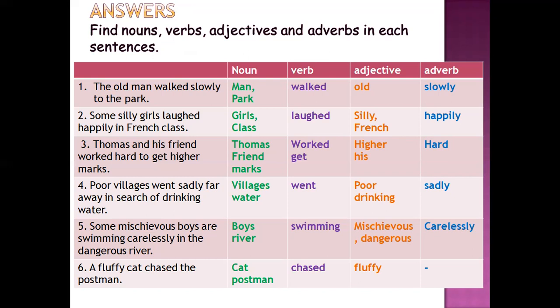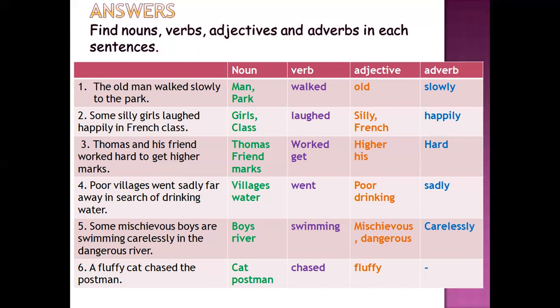Number 4. Poor villagers went sadly far away in search of drinking water. In this sentence also there are two nouns, villagers and water. And the verb is went. And the adjectives are poor and drinking. And the adverb is sadly.